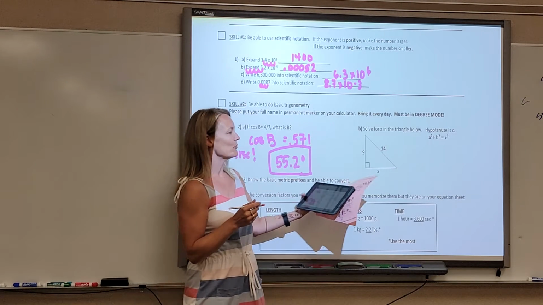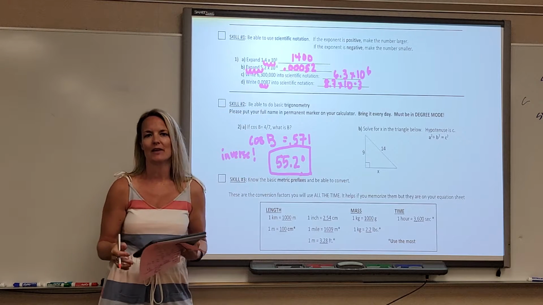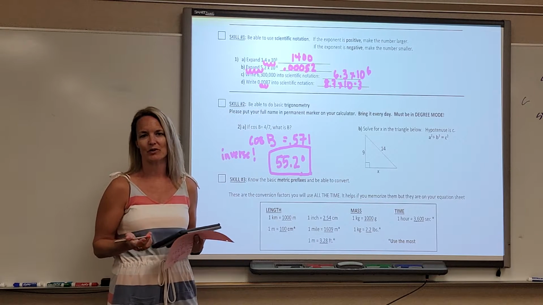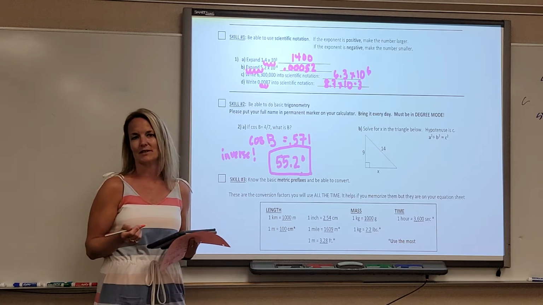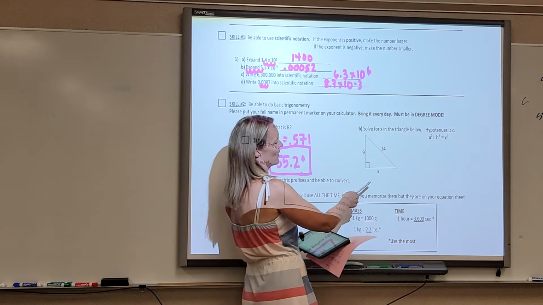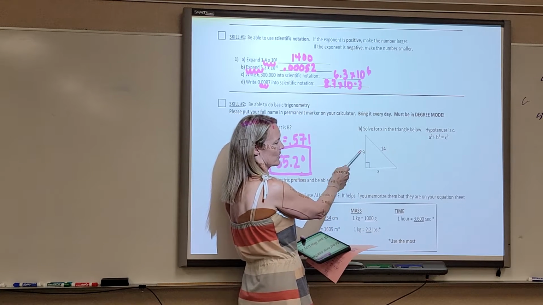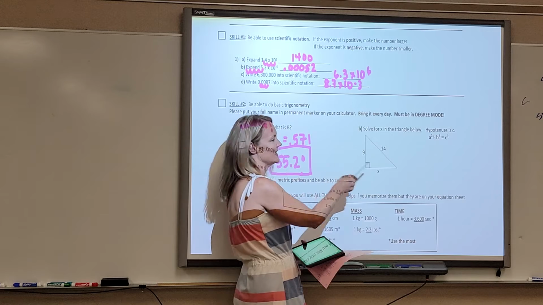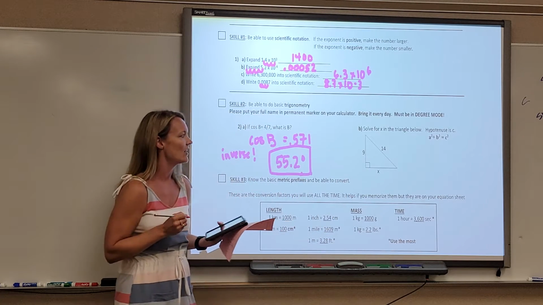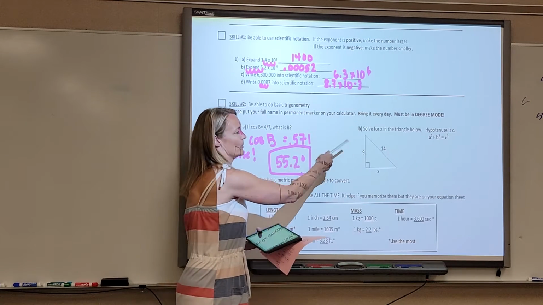All right, for triangles, you also have to be able to use Pythagorean theorem. Your a squared plus b squared equals c squared. The hypotenuse is always c. So when you look at this triangle, it doesn't matter which way the letters are labeled, the long side is c. That is 14 right there. So I'm just going to make this equal to a.